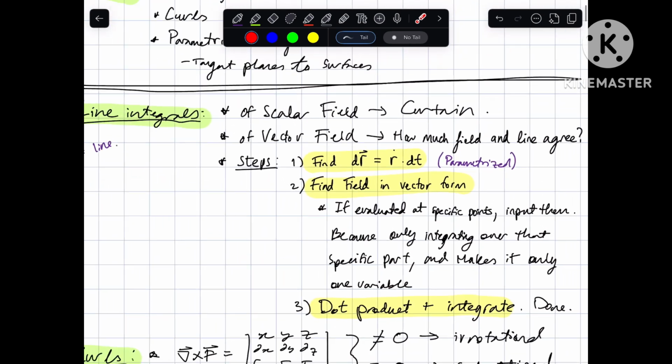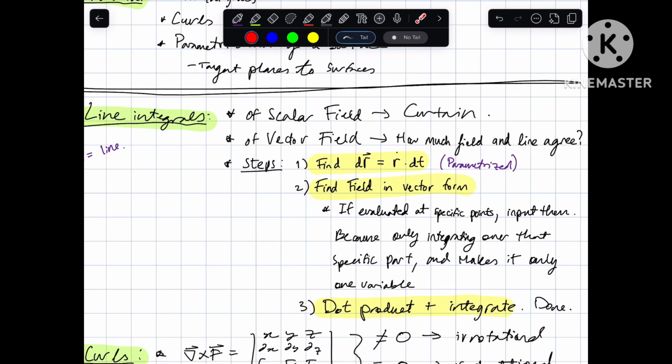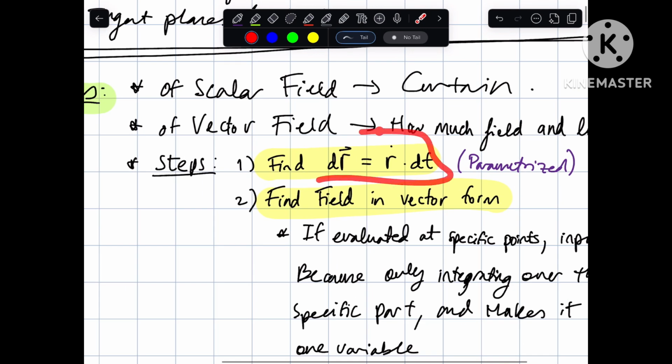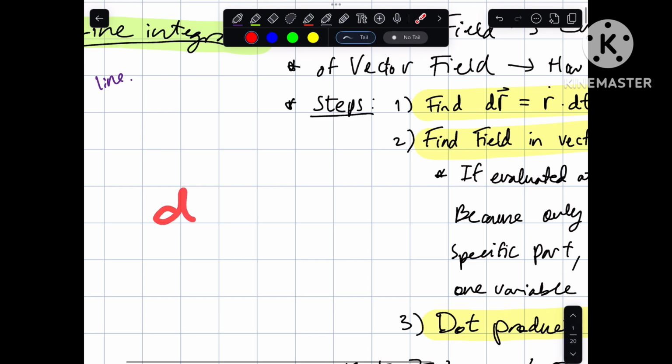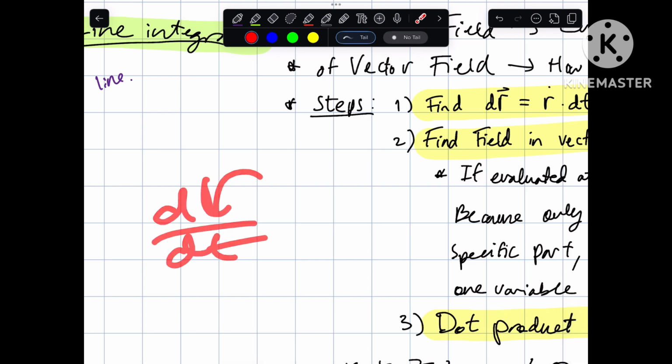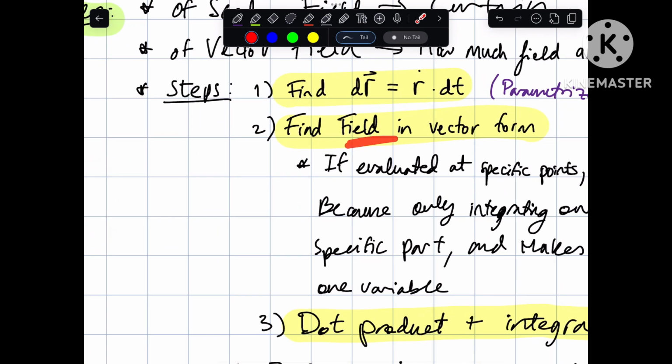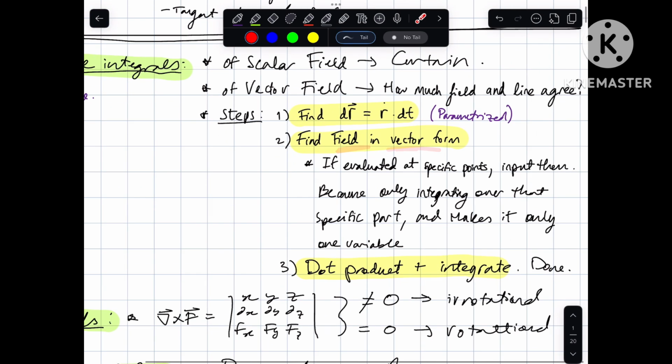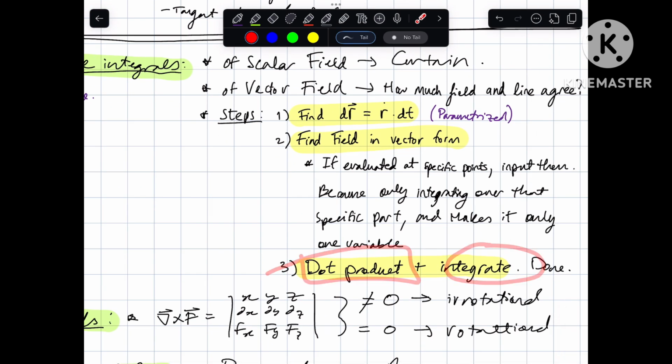Anyway, here are your steps to doing a line integral. First off, you have your position vector r. It's going to be parametrized, like r of t or something. As I discussed last homework, you find dr by finding the t derivative of r. Then you get your vector field in vector form so that you can perform the dot product and then integrate. Those are basically the steps.